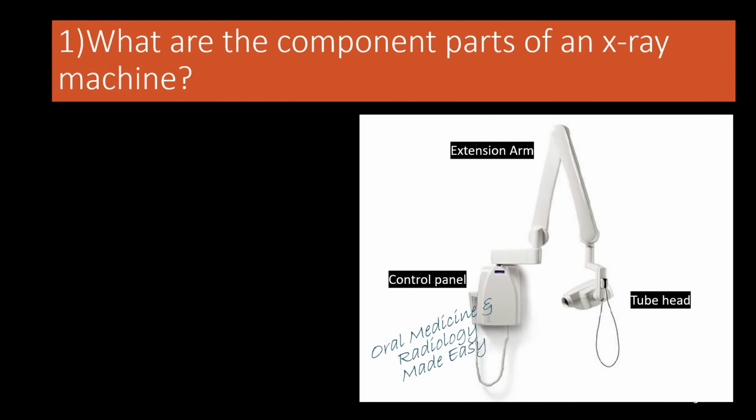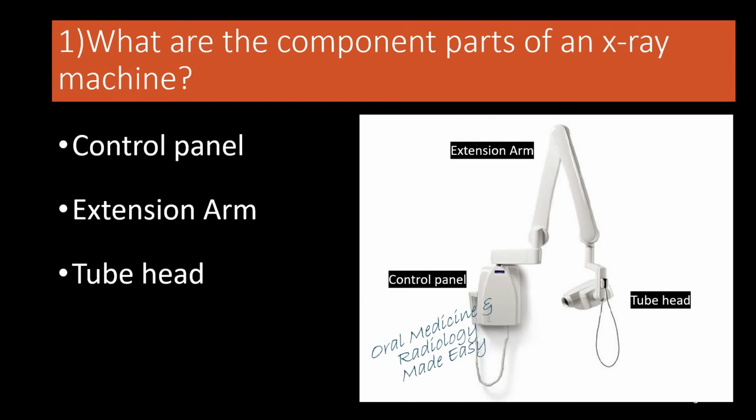First question, what are the component parts of an X-ray machine? The parts of an X-ray machine are control panel, extension arm and tube head. So this is the control panel. This is the extension arm which connects the control panel to the tube head.